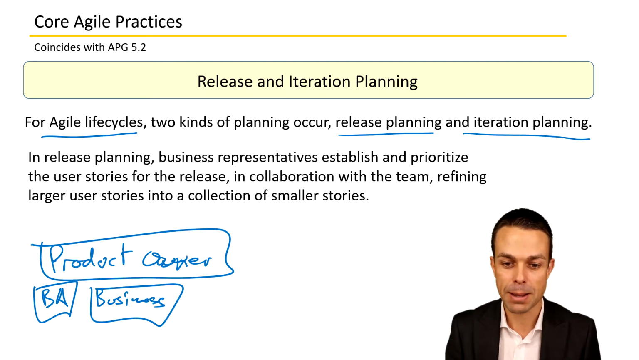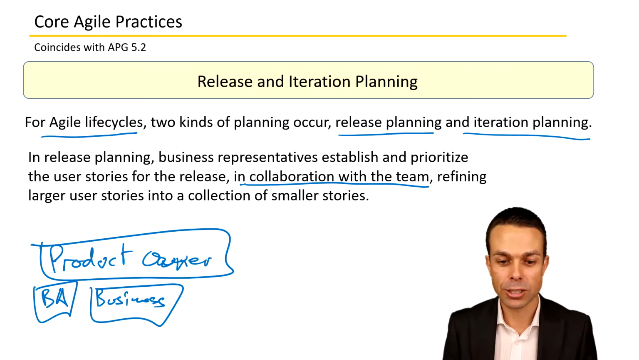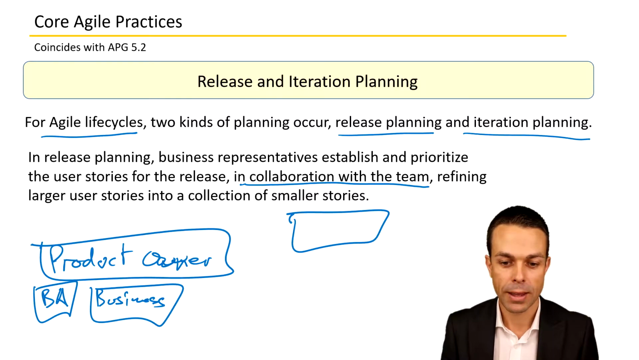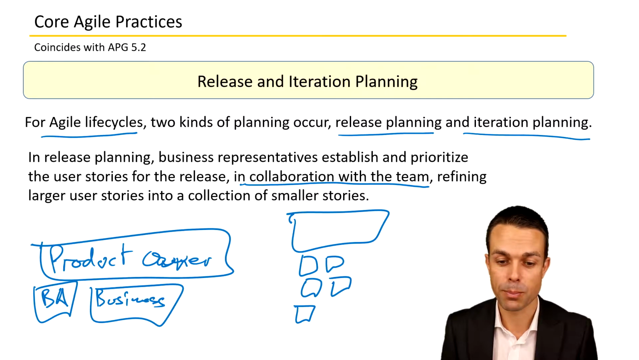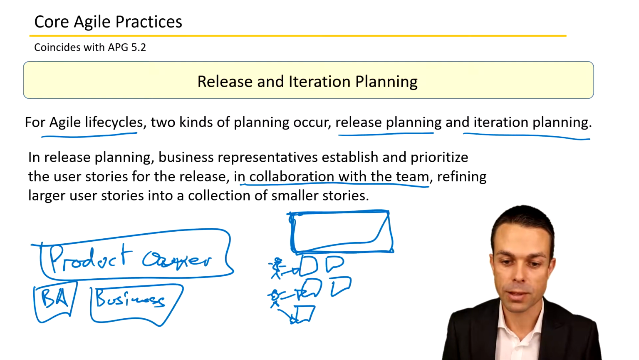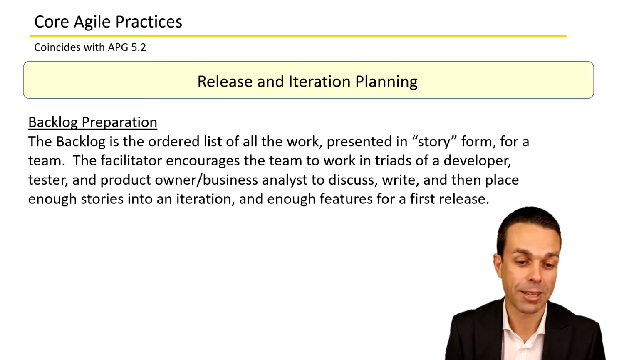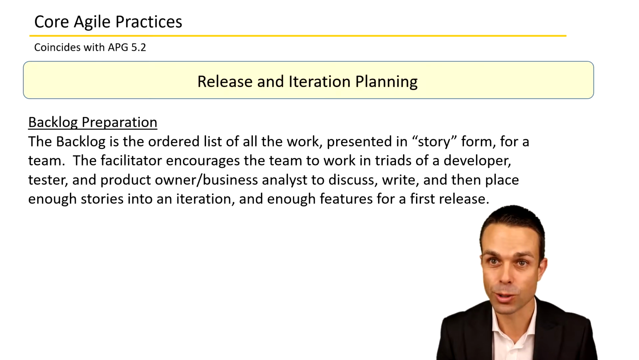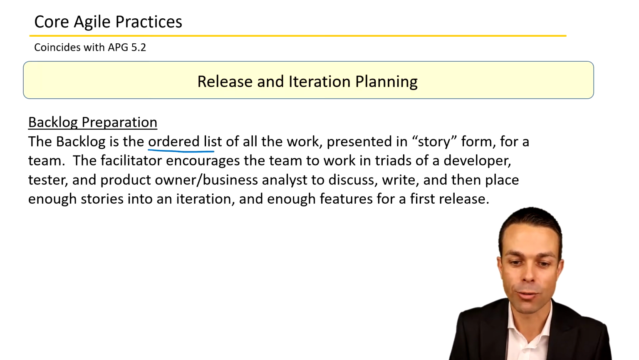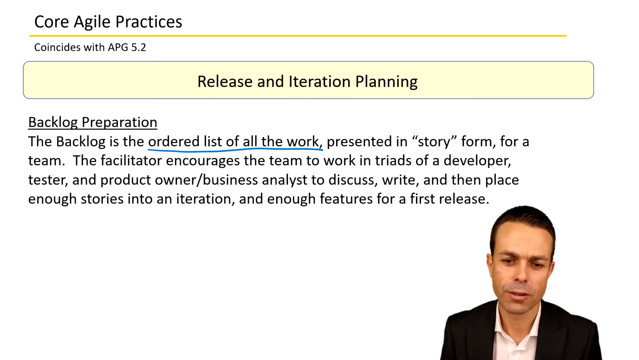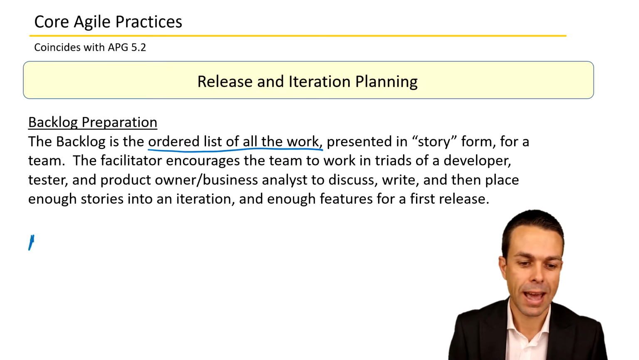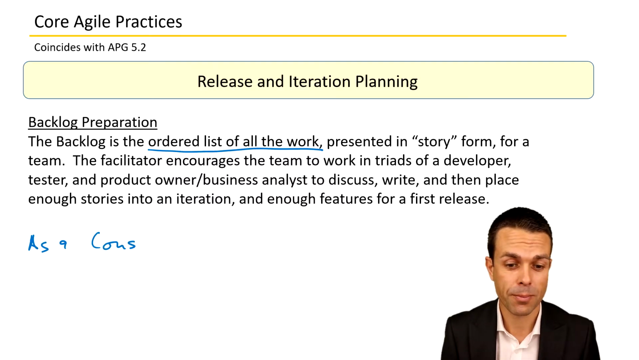Now, they'll collaborate with the team, and they'll refine larger user stories, maybe big pieces of work, into a collection of smaller stories or features or items that people can work on. So maybe Billy, maybe Jane, maybe Joe can work on this one, and all up it'll be a part of this larger release. So what this results in is backlog preparation, the backlog of work for all of these smaller user stories. The backlog is the ordered list of all of the work presented in a story form for the team.